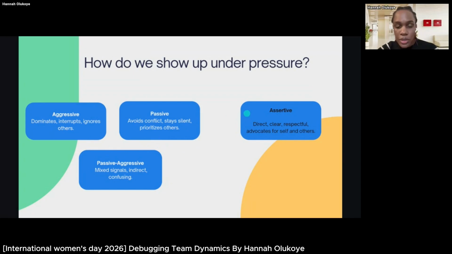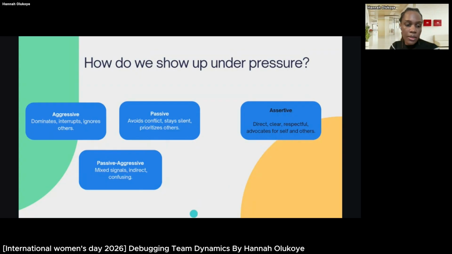Then the assertive, which is a bit different from these two, is someone who's direct, very clear, respectful, and advocates for themselves as well as others at the same time. So ideally, assertive is something that would be the end goal of any person in a team. But this doesn't mean the rest don't play a role. I'm going to show you later how all of this comes into play. But we can't all expect everyone in the team to be assertive. So assertive is something you can work towards, but it doesn't mean that if you're not assertive, then you're failing the team.